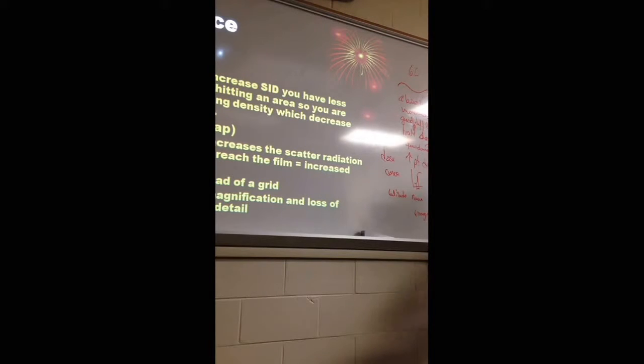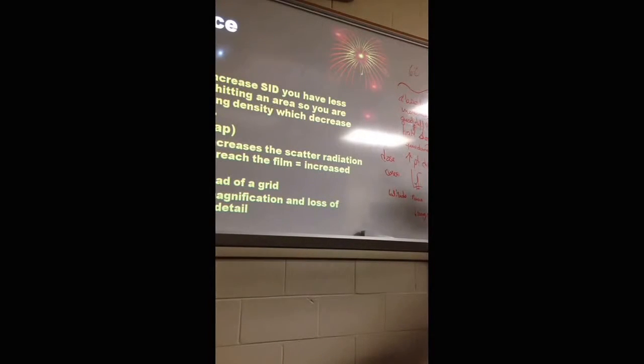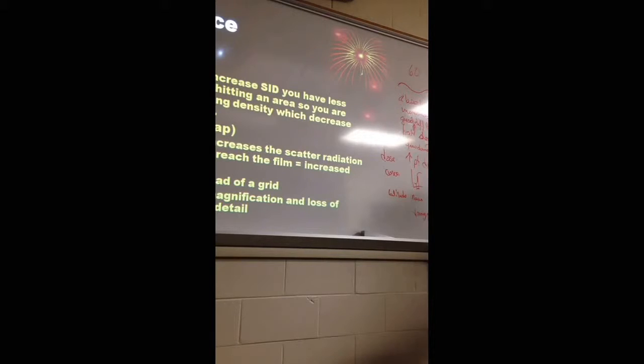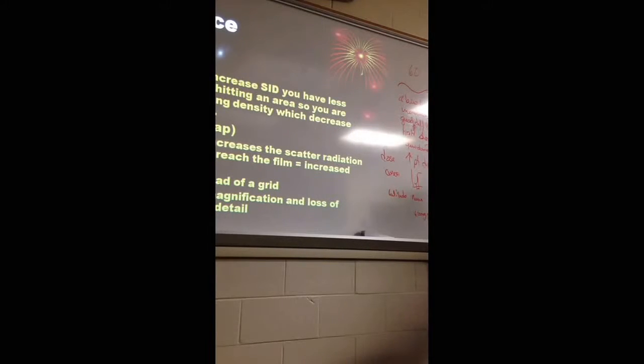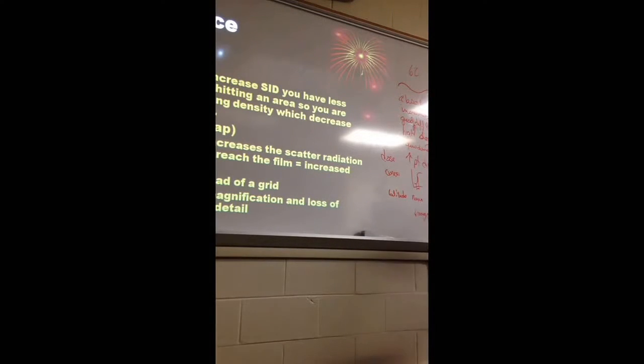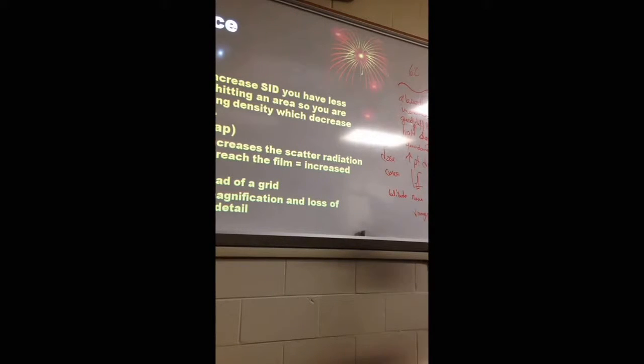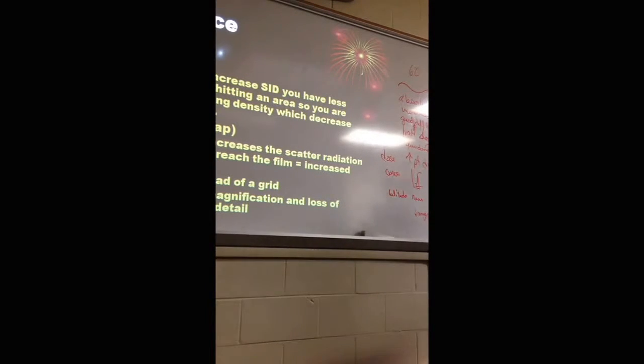But in reality, generally speaking, on the chart, on the test, SID does nothing to the contrast. Nothing. It does something to the density, which means it makes it totally underexposed, which we said is a decreased contrast. Or if we're cutting our SID in half, we're going to get 4 times the amount of radiation, which means it will be grossly overexposed, which means that it decreases the contrast.